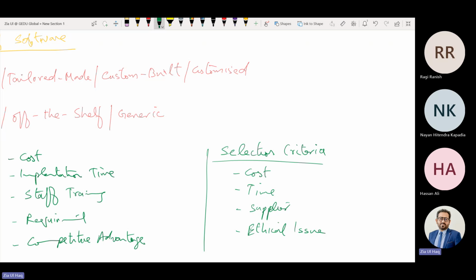Due to the war between Palestine and Israel, some Islamic countries don't prefer to use products of Israel. And if you are buying products from Israel, there could be some customer issues that we need to focus on. Ethical means whether this decision will be acceptable or not. Ethical means acceptable behavior. What else should we focus on in selection criteria?